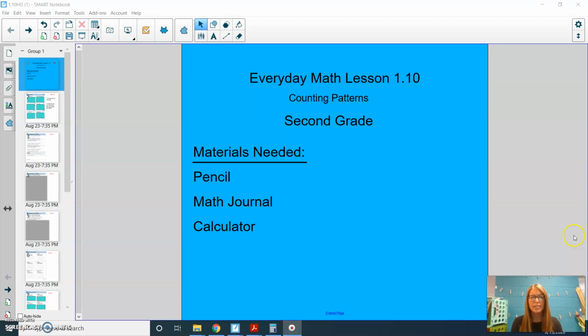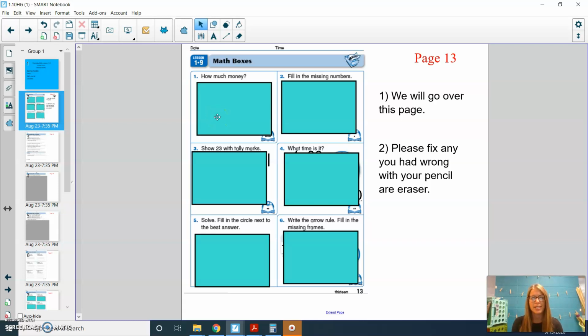The materials that you'll need today are just going to be your pencil, your math journal, and your calculator. We will not do any whiteboard work today. Let's get started. The first thing that we're going to do is go over our math boxes from the previous lesson. So if you can look at page 13. If you're noticing that you have any mistakes, please fix those with your pencil and eraser.